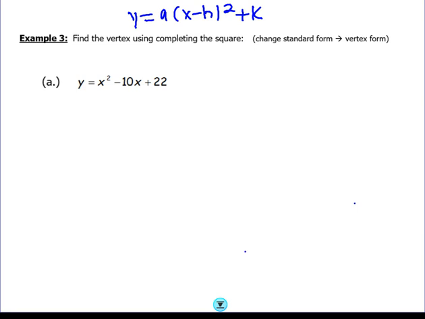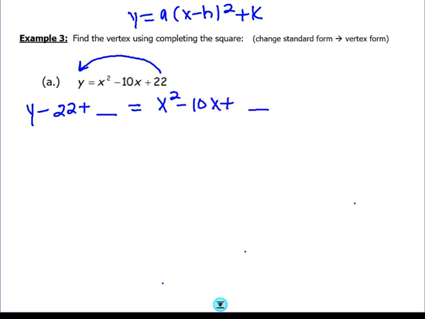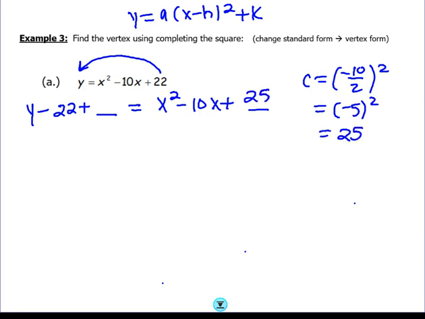All right, so we're going to do kind of the same thing. We're going to isolate, but I'm just going to move that 22 to go with my y this time. I'm not going to set it equal to 0. So I'm going to go y minus 22 plus something equals x squared minus 10x plus my something. So I'm still going to isolate my two terms. I'm going to find c, which is half of b, squared. So negative 5 squared, 25. So I'm going to add 25 to both sides.